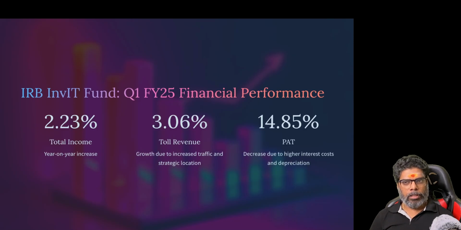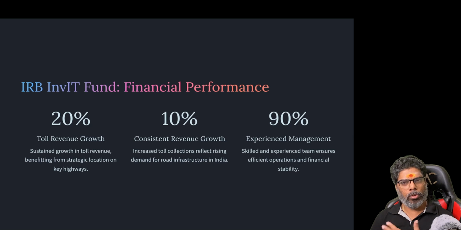So for the IRB InvIT Fund, the last quarter income has grown by 2.23% compared to last year, Q1 of 24 versus this Q1. And the total revenues have increased by 3.06% because of more traffic and the strategic locations. The major negative was that this quarter the PAT got reduced by 14.85%, PAT meaning profit after tax.